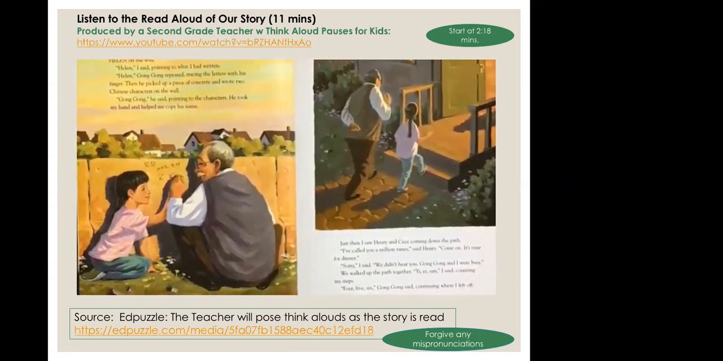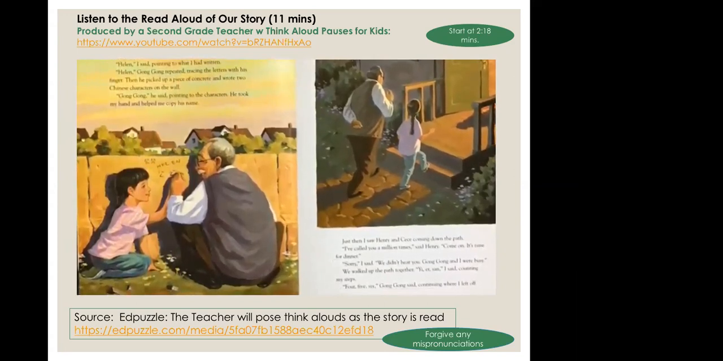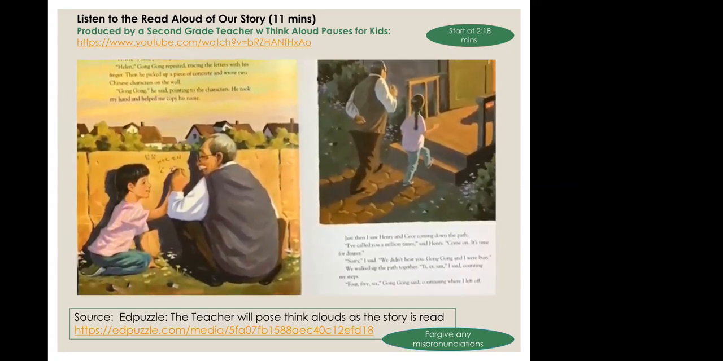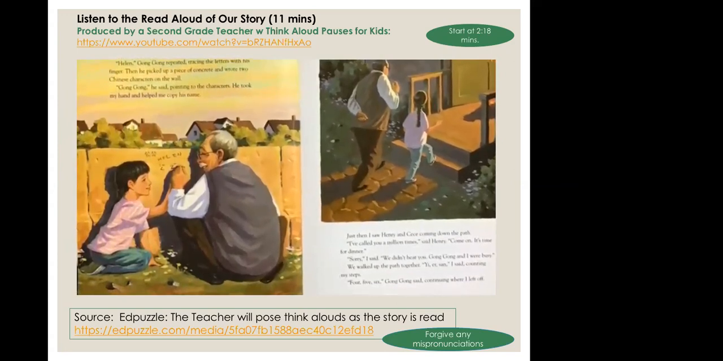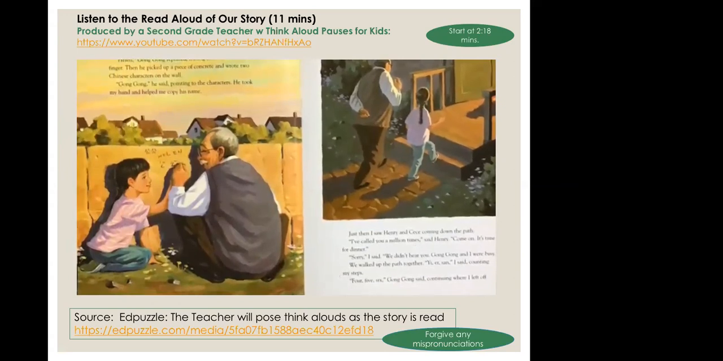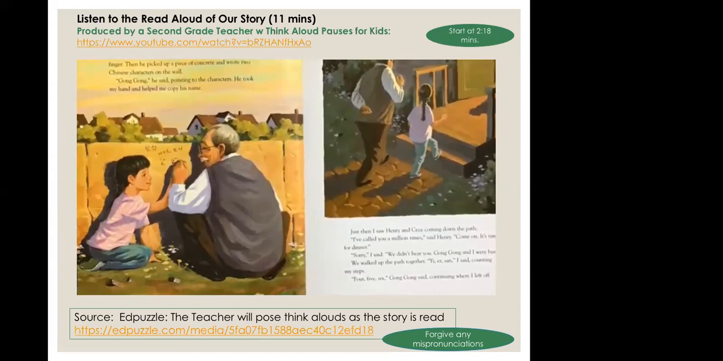Just then, I saw Henry and Cece coming down the path. "I've called you 1,000,000 times," said Henry. "Come on, it's time for dinner." "Sorry," I said. "We didn't hear you. Gong Gong and I were busy." We walked up the path together. "Er San," I said, counting my steps. "4, 5, 6," Gong Gong said, continuing where I left off.